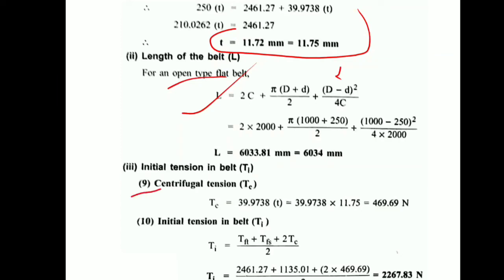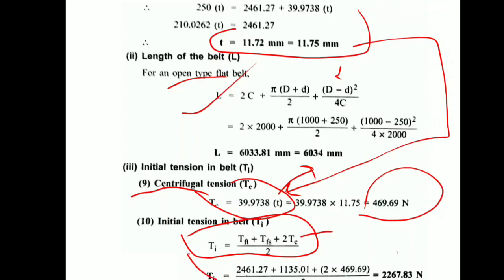Then initial tension direct formula we know, the Ti is equal to T1 plus T2 plus 2 Tc, and Tc we can calculate because earlier we didn't know the thickness, but right now we have calculated it. So by putting this, I'll get the 469, and by putting this value in this equation, I'll get the initial tension is 2267 Newton. Clear? I hope you understood. Do practice from your side. Thank you.